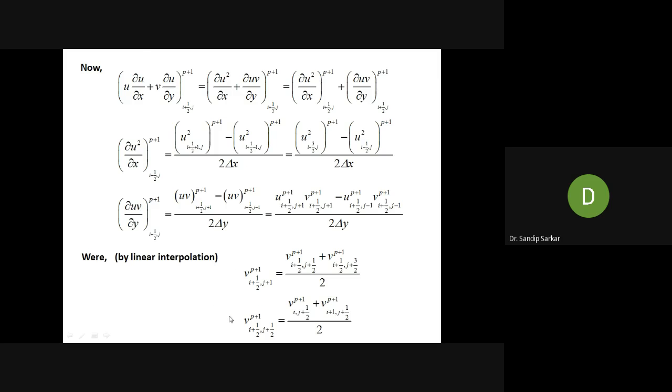How is it coming? So u del u del x plus v del u del y at the I plus half j grid point can be written as del u square by del x plus del uv by del y. Am I right? Can I write u del u del x plus v del u del y as del u square by del x plus del uv by del y? Can you explain on my behalf?